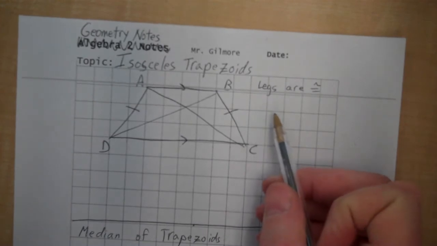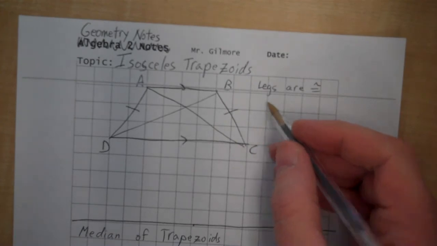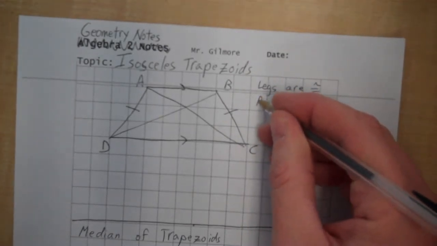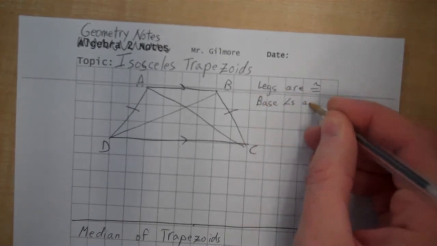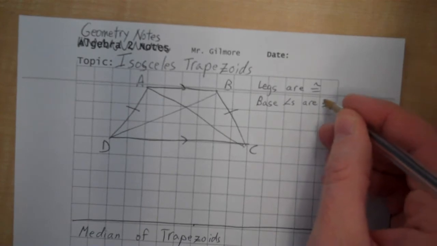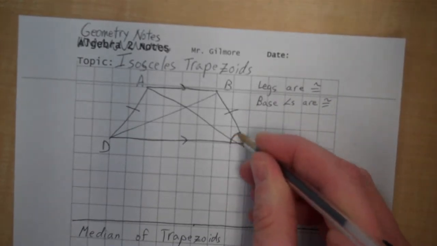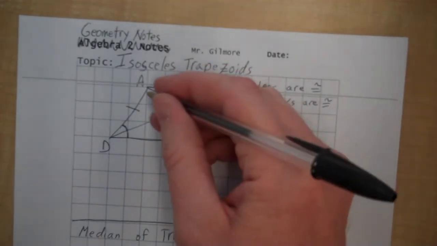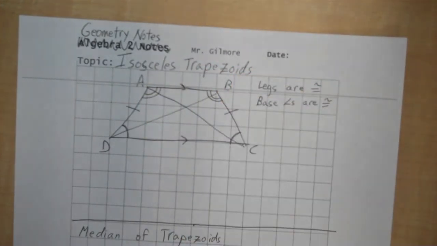In addition to that, the base angles are congruent. So angle C and angle D are congruent. Angle A and angle B are also congruent.